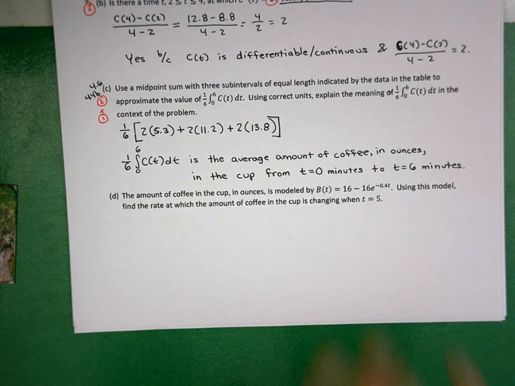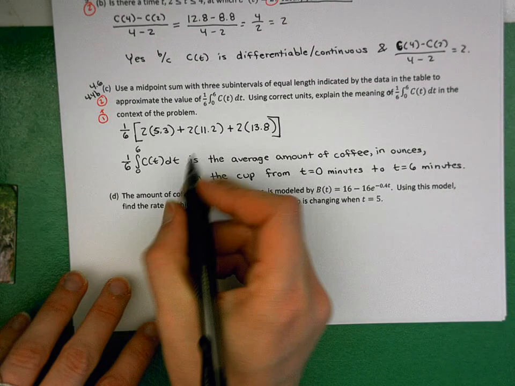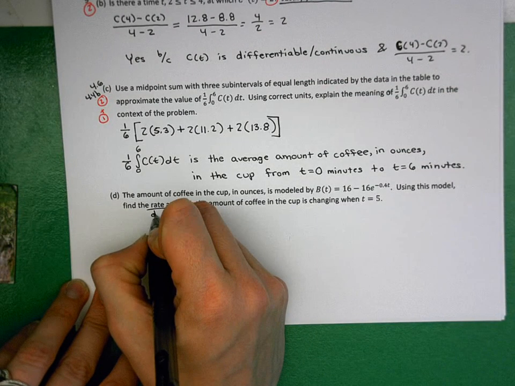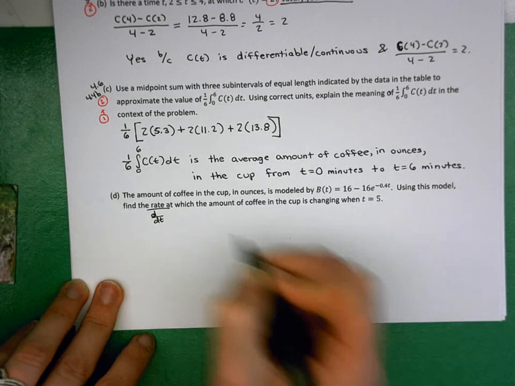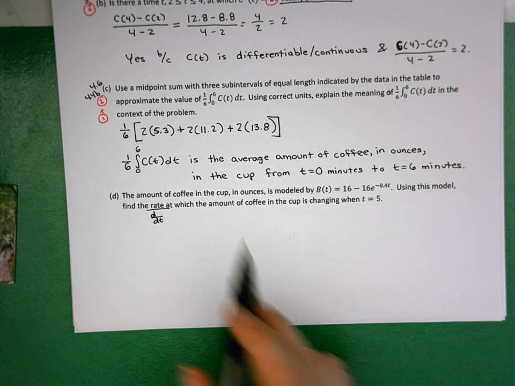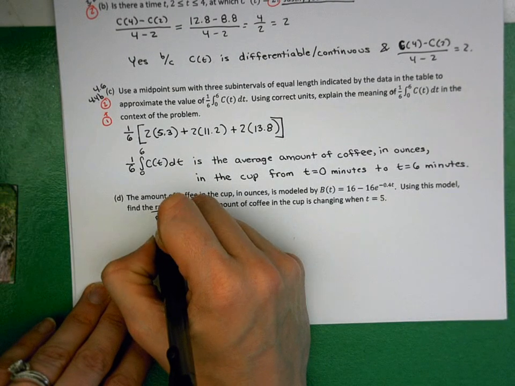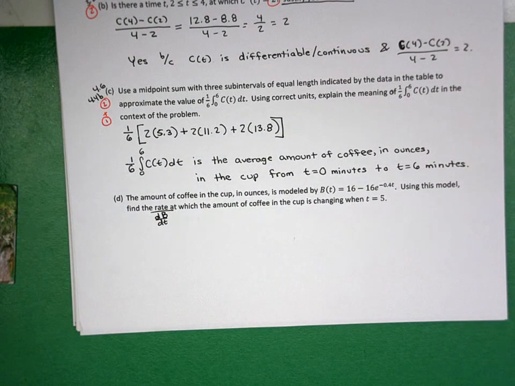Okay, D, we have the amount of coffee in the cup in ounces is modeled by B of t equals 16 minus 16 e to the negative 0.4 t. Using this model, find the rate, so we're looking at some sort of d/dt, at which the amount of coffee in the cup is changing when t equals 5. Well, the amount of coffee in the cup is B, so the rate at which the amount of coffee changes would be dB/dt, the derivative.